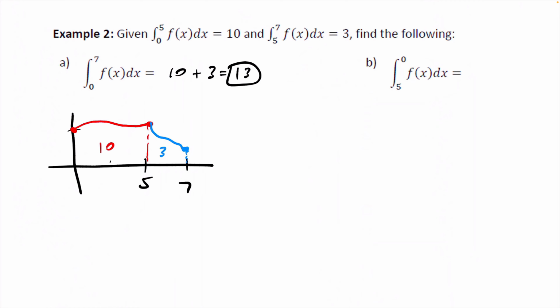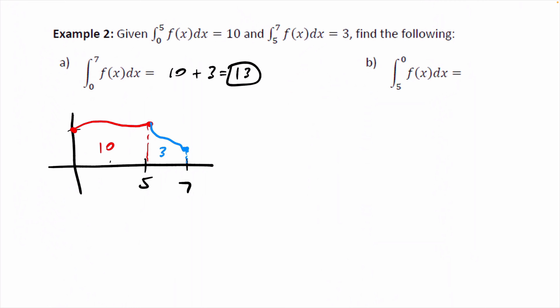Without that picture, it's a little harder. So don't be afraid to draw pictures. These are very easy, but sometimes they look like the hardest problems without a picture. So if you see it in your head, they're easy. But if you don't see it in your head, draw a picture.